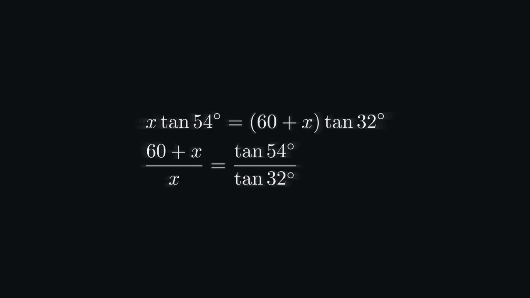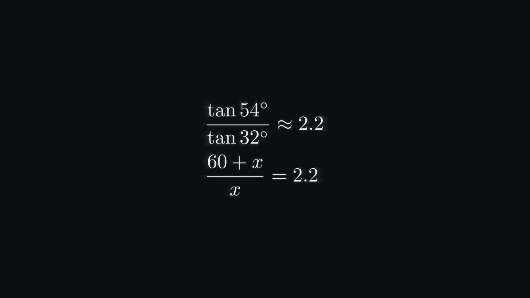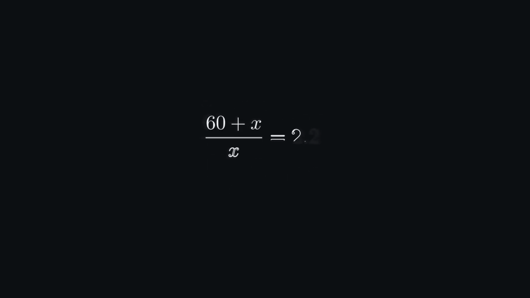(60 plus x) over x equals tan 54 degrees over tan 32 degrees. Tan 54 degrees over tan 32 degrees is approximately 2.2. So (60 plus x) over x equals 2.2.